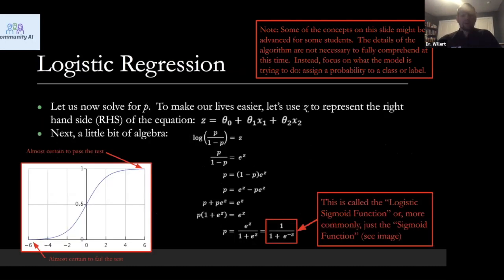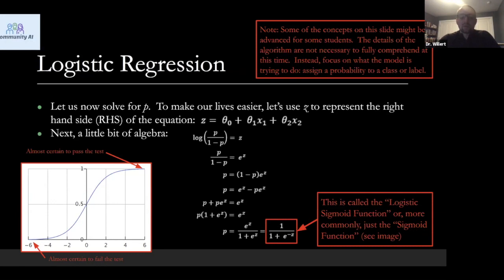And now let's solve for P. Since that right-hand side of the equation is pretty messy, let's just call it Z for right now. So we're going to set Z equal to theta 0 plus theta 1 x1 plus theta 2 x2. And we'll do a little bit of algebra. So we'll set the log of P over 1 minus P equal to Z. We'll take the inverse of the log function, which is raising each side as a power of e. And then we'll solve for P.